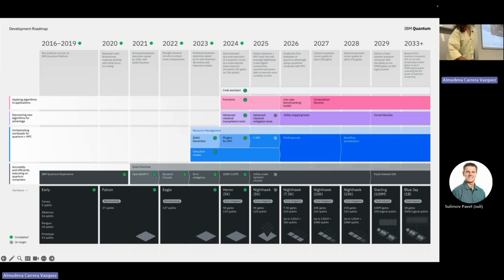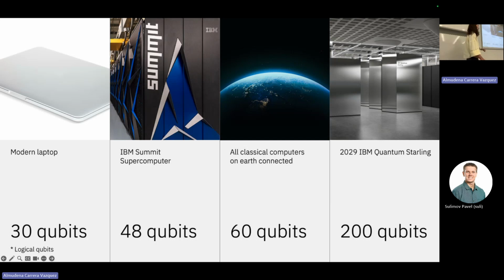So what does this mean? To put it a bit into perspective, if we are speaking about logical qubits, meaning no error, and the reason I'm saying that is because if your qubits are noisy, you can simulate it classically more efficiently. Basically, the more noise, the easier it is to simulate. So if we just have 30 logical qubits, it's what you could do with a powerful laptop. 48 with a supercomputer is what you can simulate. Already at 60 qubits, you cannot do it with all of the computers combined. And 200, which is Starling, the first fault tolerance, that's where you are at.